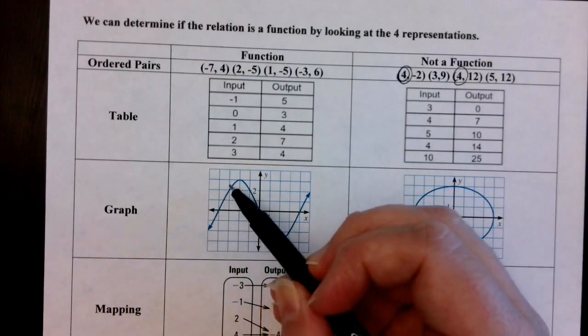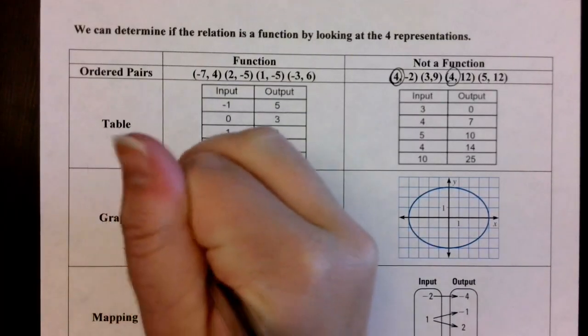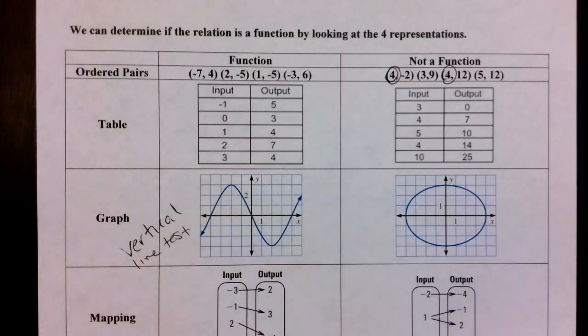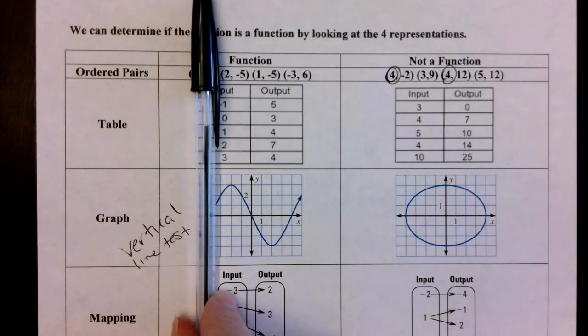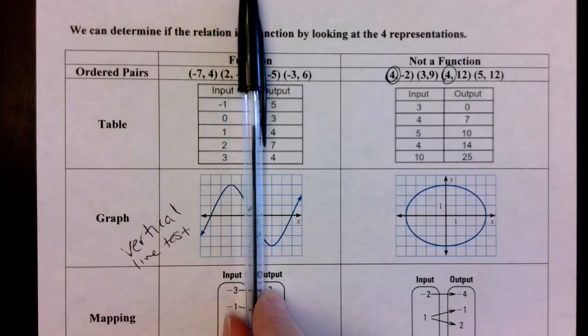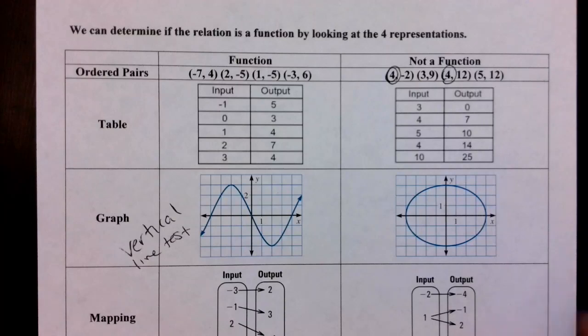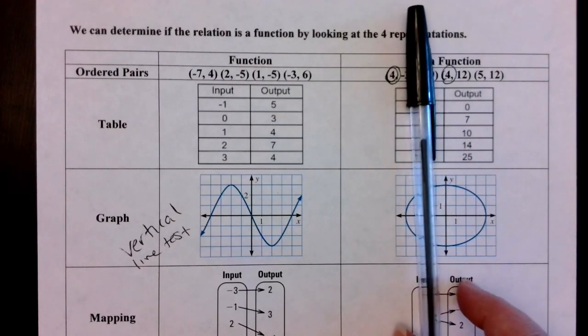When we look at a graph, we use what's called the vertical line test. You probably remember that from middle school. You take your pen and you create a line, and as long as it only hits one point on that line, then it's a function. If you come over here and you do the exact same thing, I'm just going to leave my pen right there.